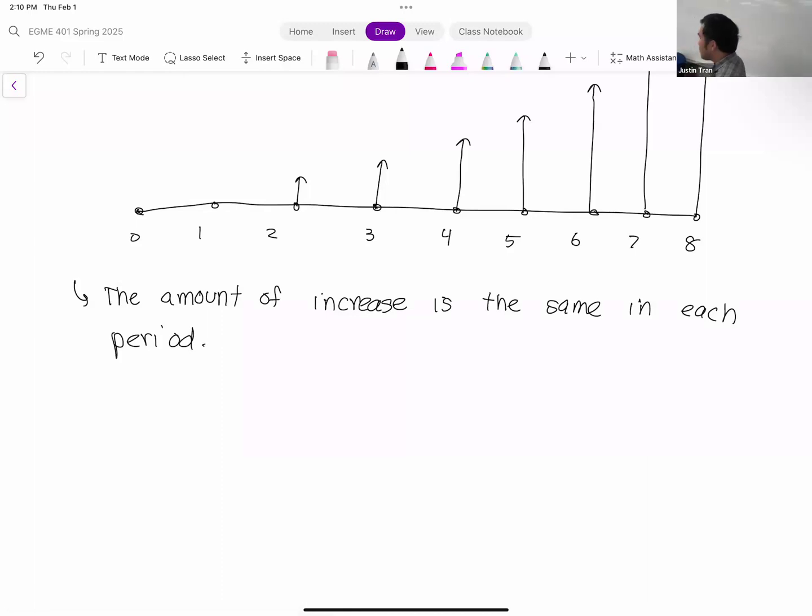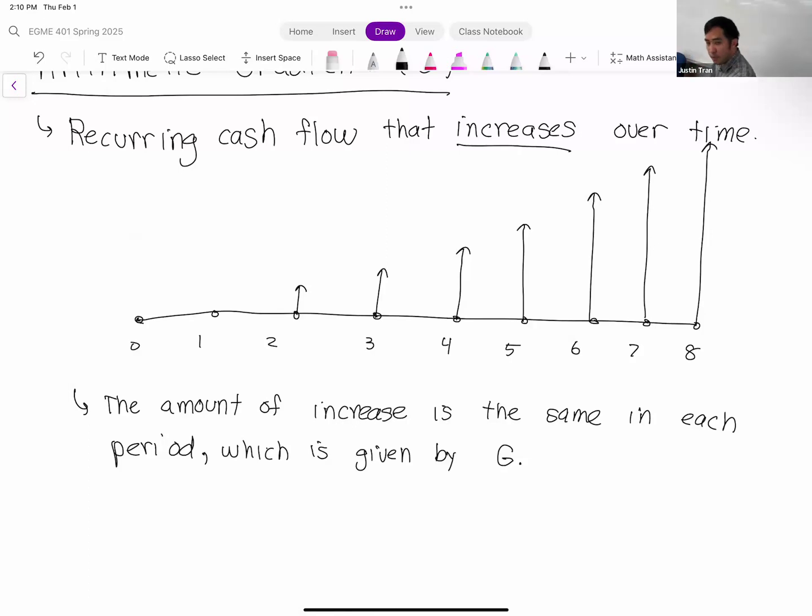Okay, and so the amount that the cash flow increases this period relative to last period, that amount is the same, and that amount is given by G. And so if I were to label the amount of cash flow in each time period here, okay. Time period 1 has nothing, so time period 1 would be 0 times G. Okay. Time period 2 would just be an amount G. Time period 3 would be 2G, 3G, 4G, 5G, 6G, and 7G, just because I drew this with 8 for some reason. Okay. All right, and so if you look at it, there's an increase of G as you go from one time period to the next.